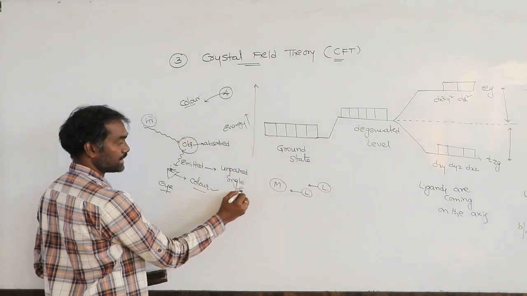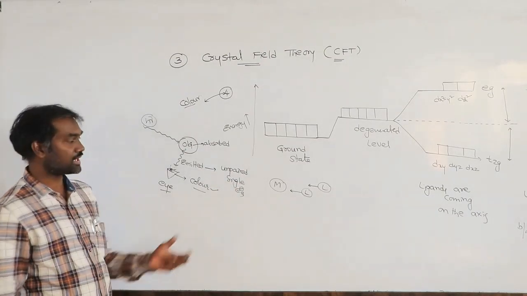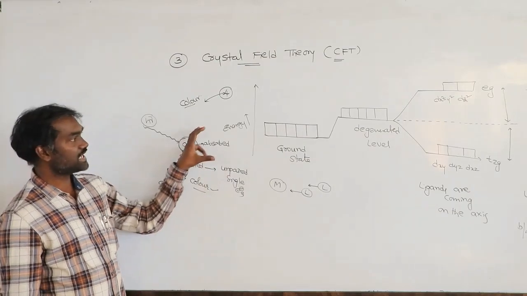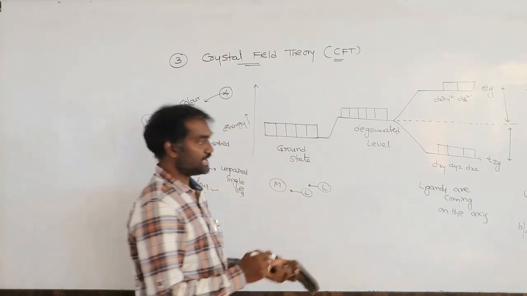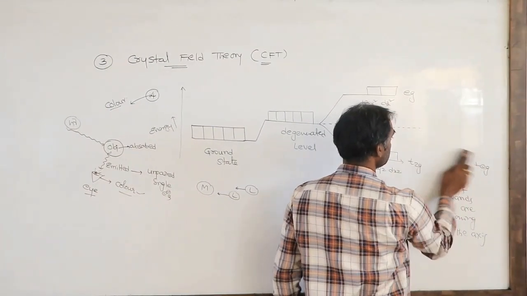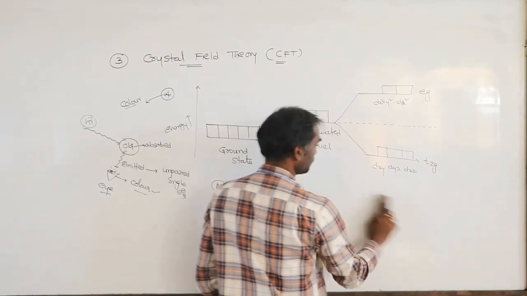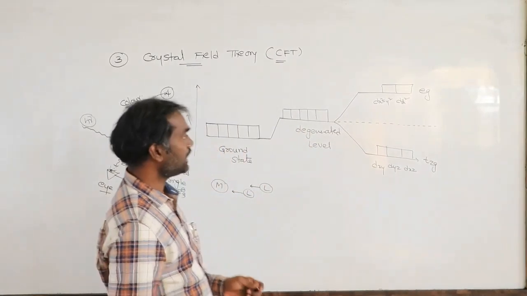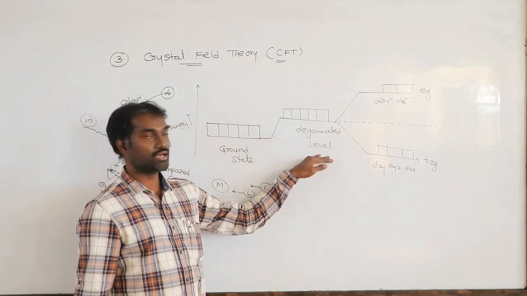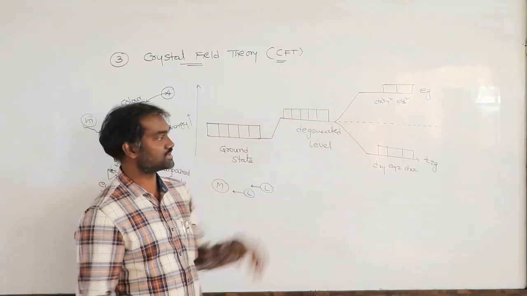Next, who is responsible for this emitted light? That is the unpaired single electron. Unpaired single electrons are responsible for the colors showing. We already studied this in d block elements. The same concept applies here. In the presence of ligand, this theory explains that the degenerate d orbitals are split into two types.